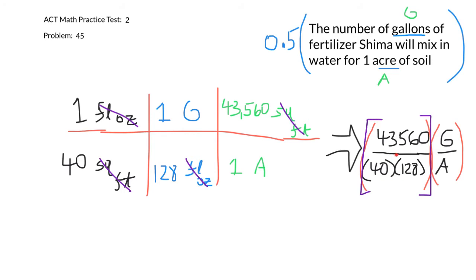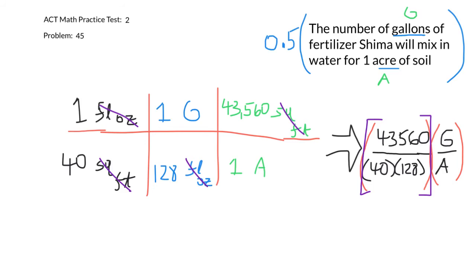Whatever this number is, if we want to know the number of gallons of fertilizer Shimo will mix in water for 1 acre of soil, well, it's this many gallons. This whole number represents the gallons per 1 acre. So I'll say that again. It's this whole number that is the gallons per 1 acre. Okay? It's important to realize that. This is the amount of gallons per acre.